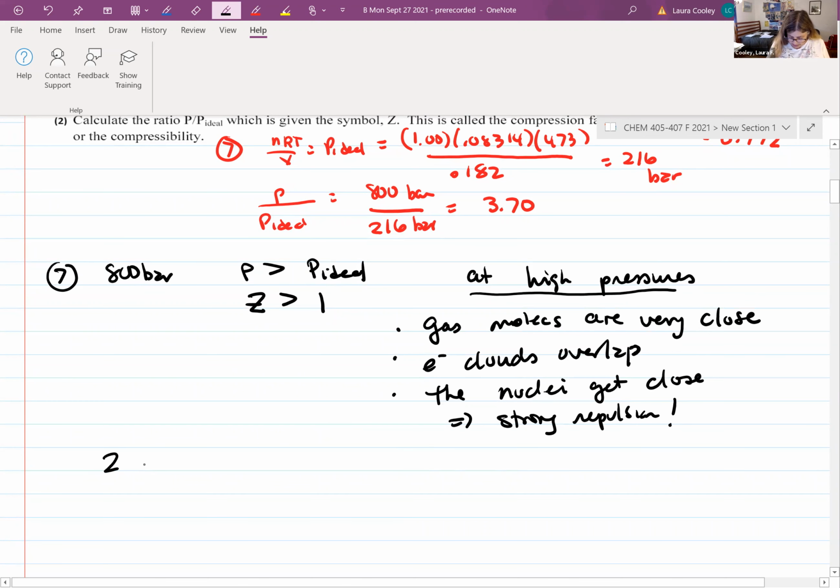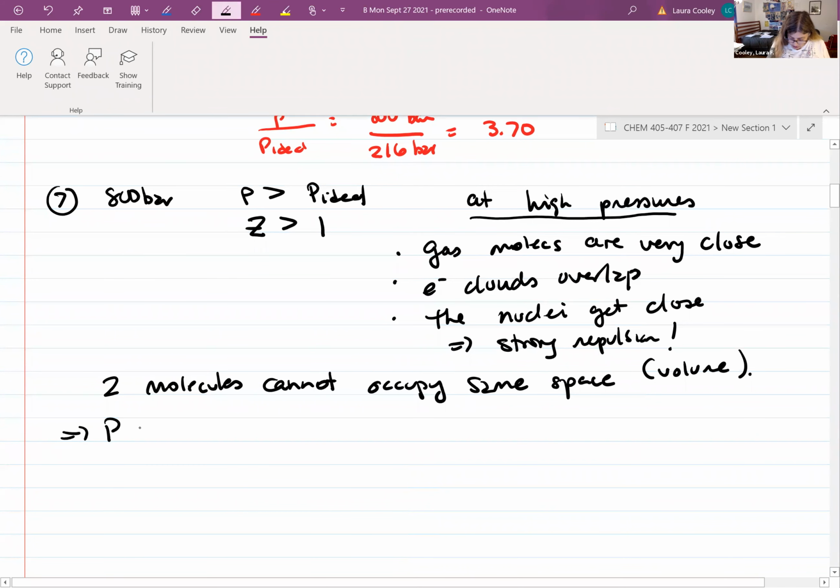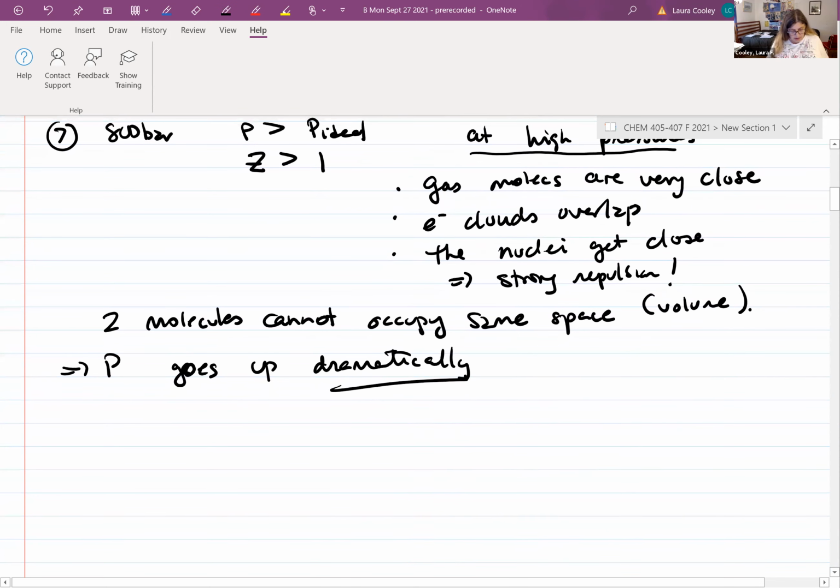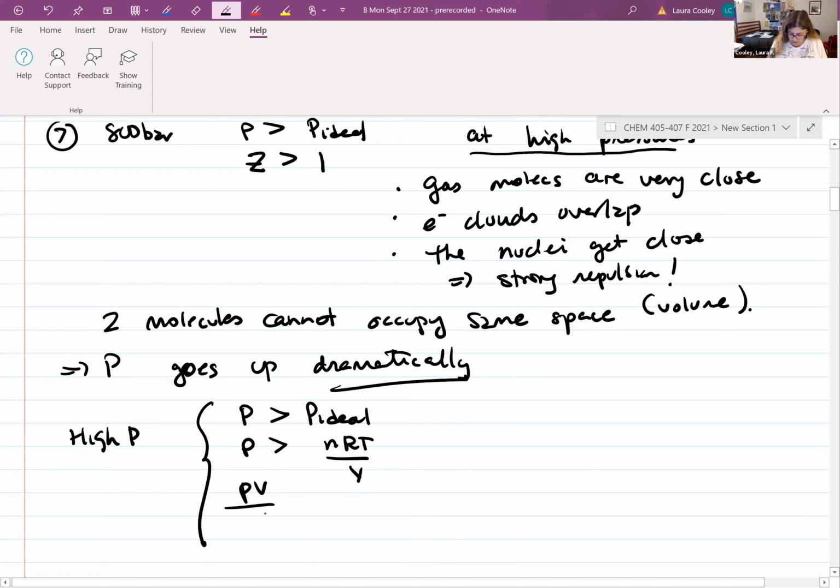And I guess I could summarize this by saying that 2 molecules cannot occupy the same volume, same space. Okay. And so what happens is that the pressure goes up really quite dramatically. And so in this high pressure realm, we have pressures that are greater than the ideal pressure. So P is greater than nRT over V. So PV over nRT will be greater than 1.